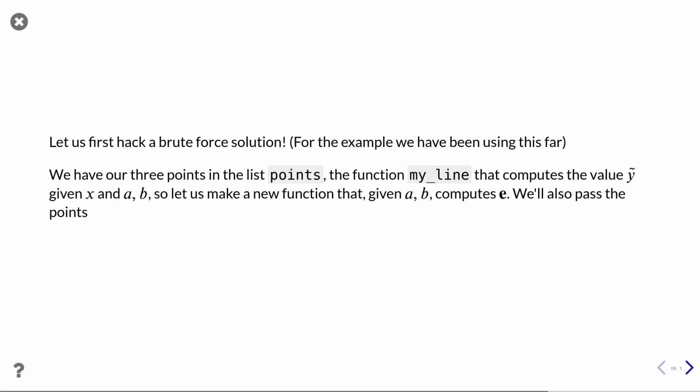So we have the 3 points. They're in the list points. We've made this function myLine, which computes the y tilde given an x and an a and a b. So what we are going to do is make a new function that takes just as arguments, it can take more things, but if you provide it with a value of a and b, it will compute e, the error.